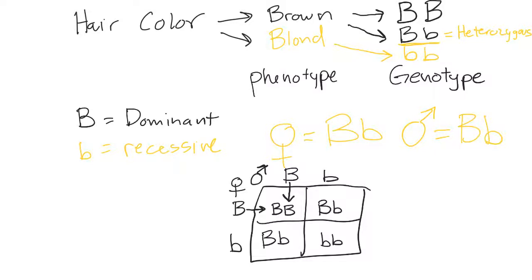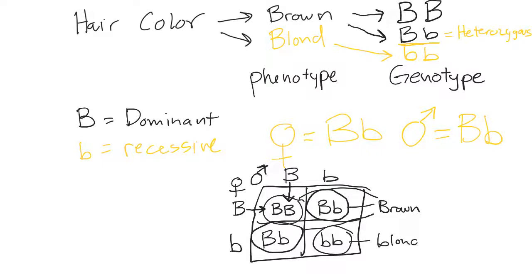All right, so what are the possible hair colors of the children? What is this one? Brown. What is this one? Brown. What is this one? And this one? Blonde. Okay, so it's possible to have a blonde child even though both of the parents have brown hair.